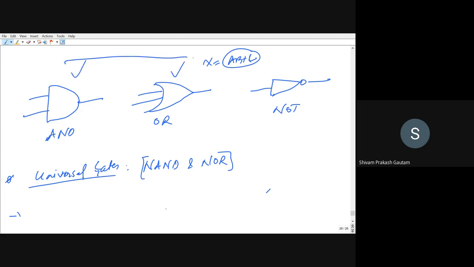If I want to represent this logic X equals AB plus C, first I will be using an AND gate, so that I will be getting AB. Then I will be using an OR gate, so I will be getting the plus sign here, right? In this way, 2 gates will be used.